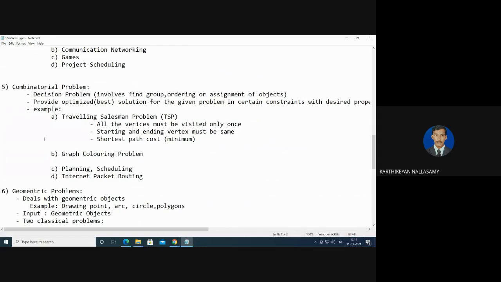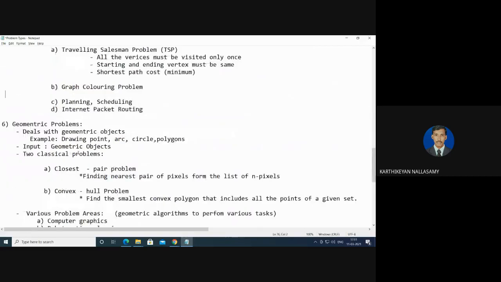And the next thing is geometrical problem. Normally, geometrical problems mainly deal with drawing of geometrical objects. The basic objects are, like, drawing a point, an arc, a line, or a polygon. With the help of this, we are going to make arrangements in our real application area and we are going to solve.